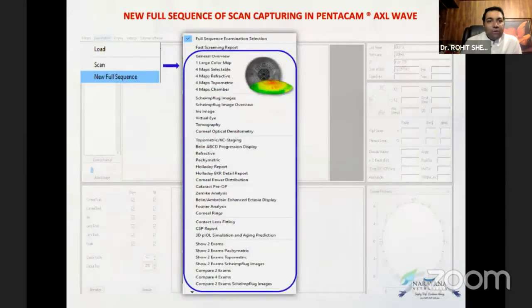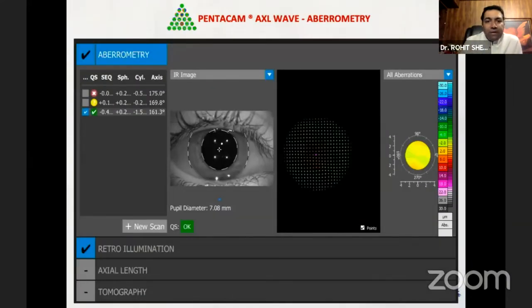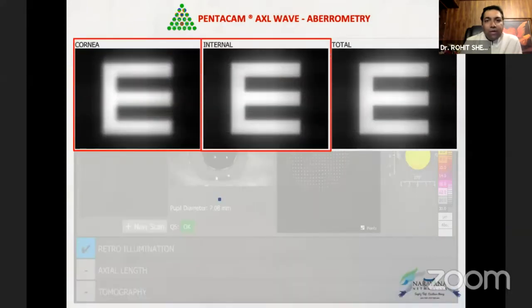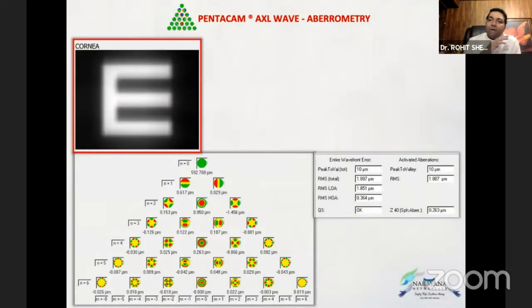When you look at the full sequence, you have a lot of things. This we are used to as Pentacam users, but what is important is it also gives you this sequence, which is new: the AXL scan, the IOL calculator, the aberrometry, the visual performance. So suddenly a new dimension comes into the picture. This is how the aberrometry looks, and you can look at the corneal, internal, and total aberrations, and this gives you a complete picture of what we used to see in a different aberrometry as a special standalone tool.